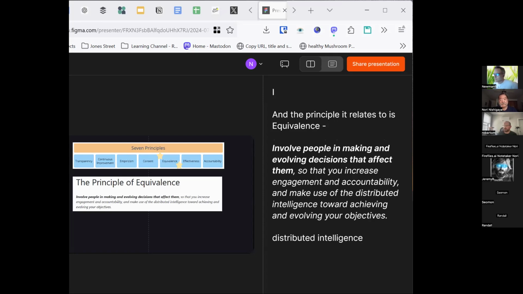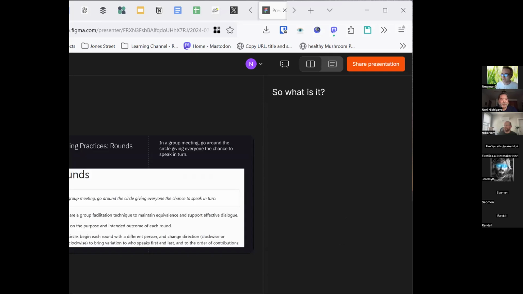And so I'm going to read this one of equivalence. Involve people in making and evolving decisions that affect them, so that you increase engagement and accountability and make use of the distributed intelligence towards achieving and evolving your objective. And it sort of feels like consent of the governed. I did go down a rabbit hole of some founding documents, the Constitution and Declaration of Independence, because of the season here, but I made a choice not to put that in, and I don't know why I'm going there. Here we go.